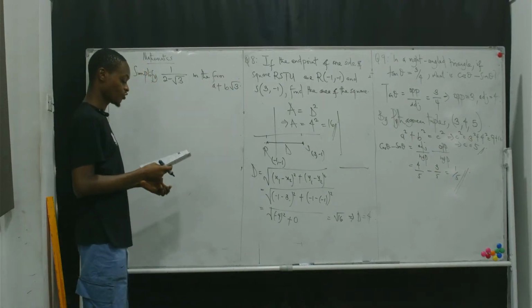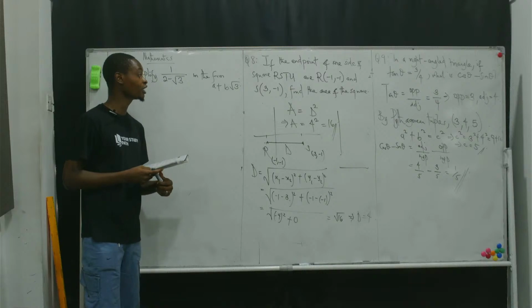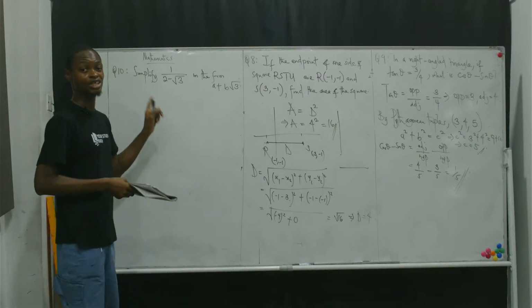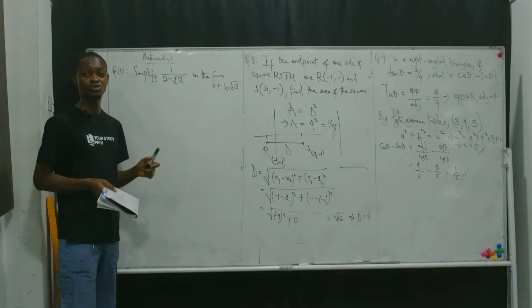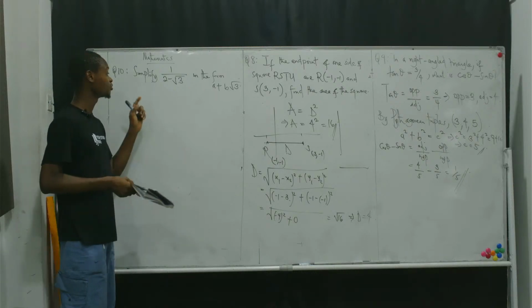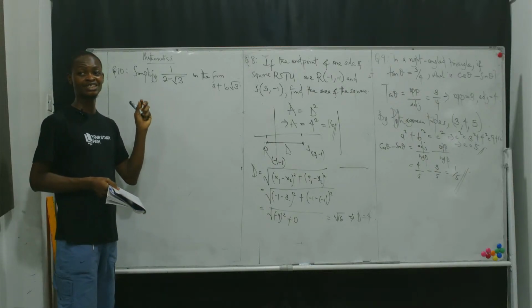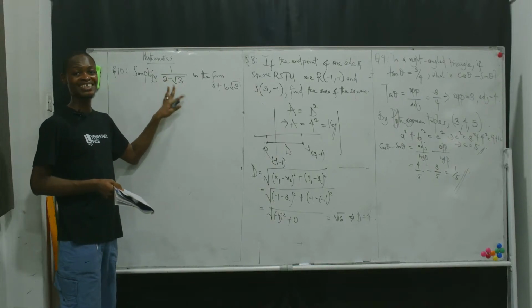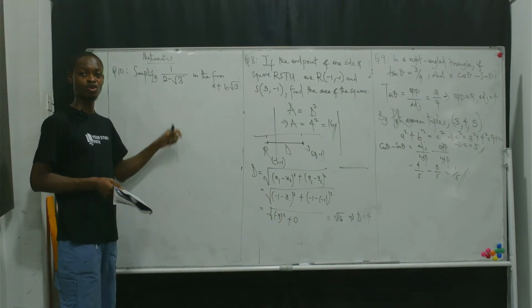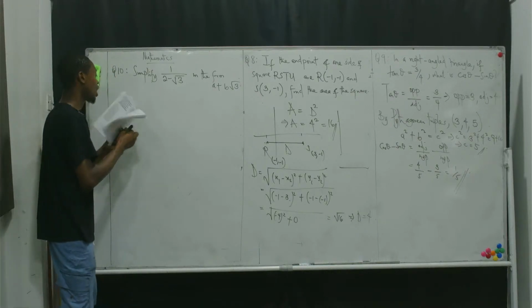So simplify 1 over 2 minus root 3 in the form a plus b root 3. This is a rationalization of surd question. Now, based on this question, the most important thing you need is first and foremost to remove the surd form in the denominator. Remove the surd form in the denominator. Now, how do you do that?